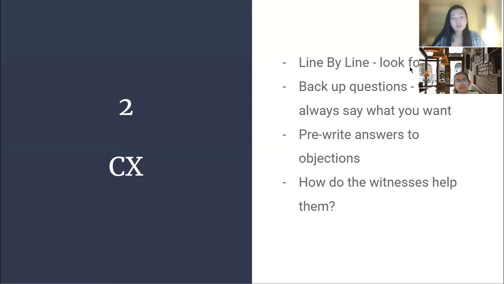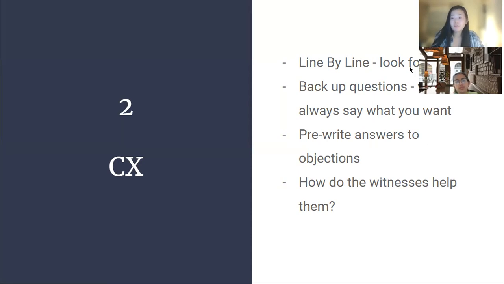And similarly, write answers to objections that you see in your own cross-ex. Of course, you don't want to have objections, and you're not looking to have the other team object to your questions, but oftentimes you can't prevent that.